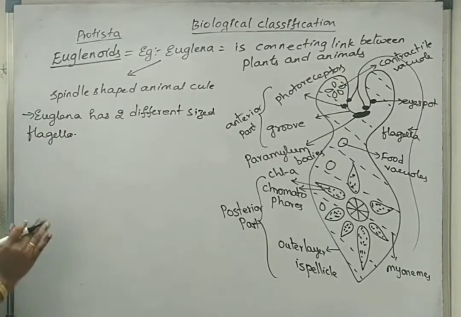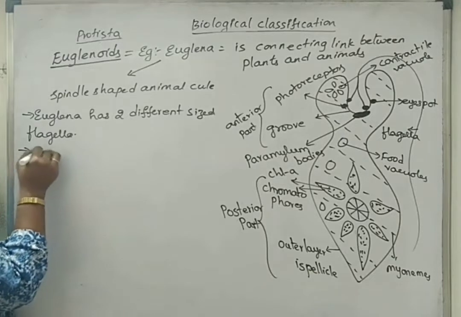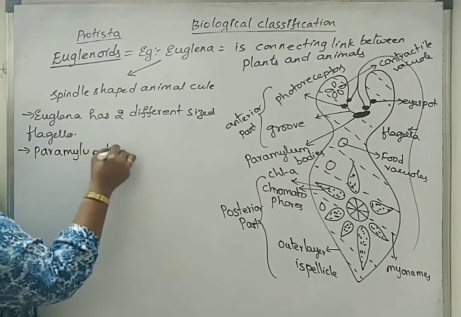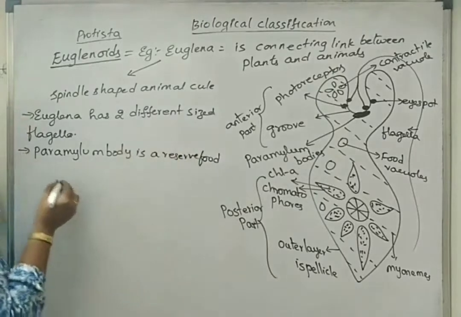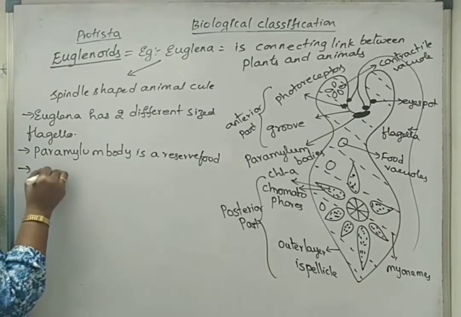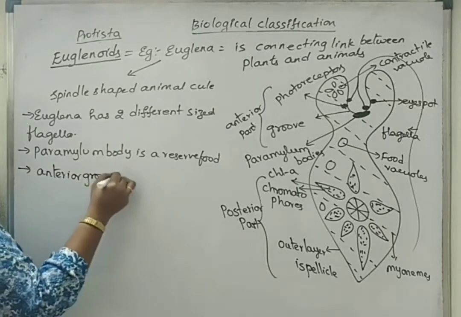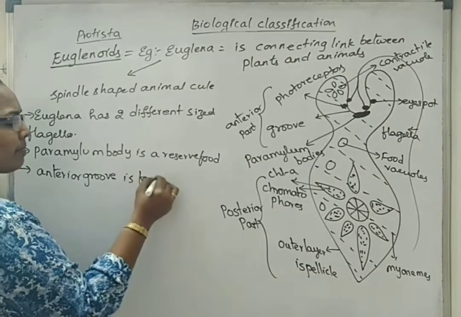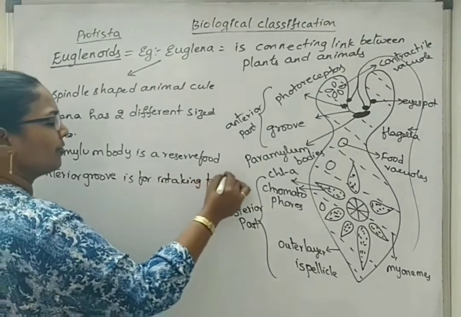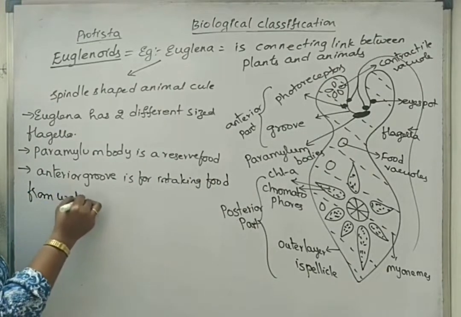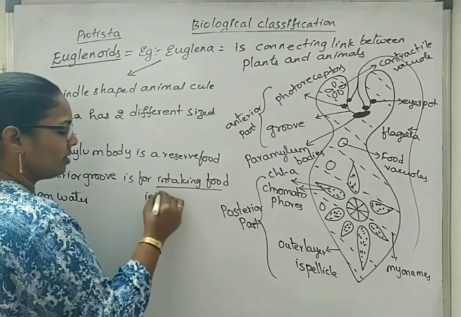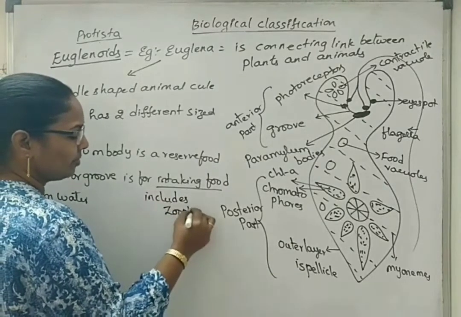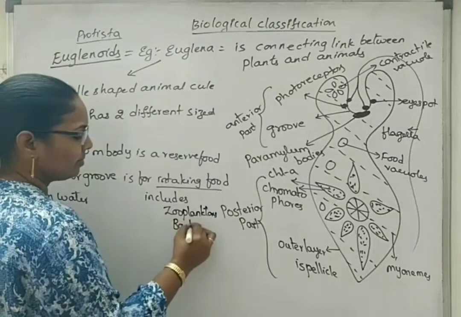Next, starting from the anterior part, the paramylum body is a reserve food. Next, the anterior groove is for taking in food from water. This food includes phytoplanktons, small zooplanktons, bacteria, etc.